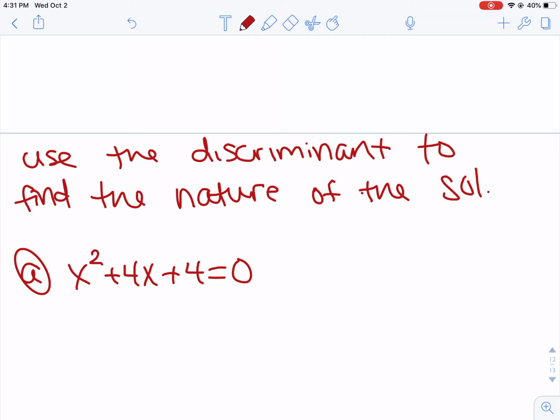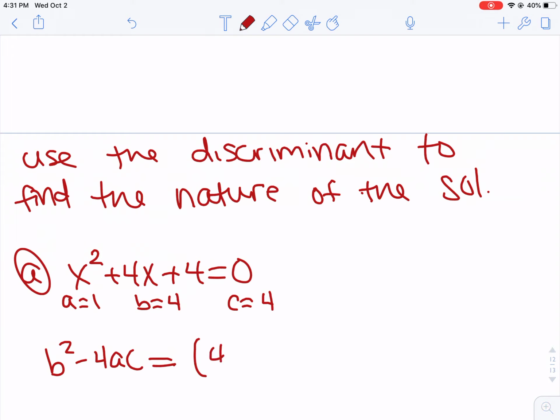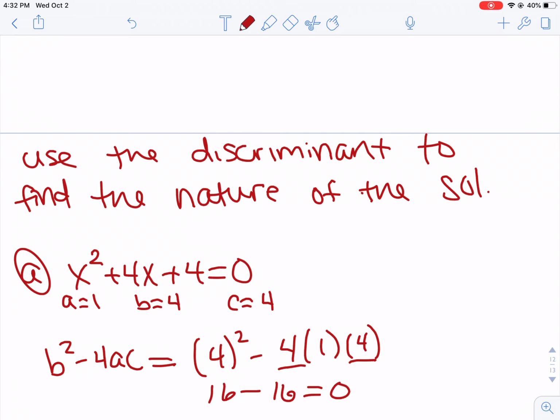Okay, so our discriminant is b squared minus 4ac. So a is 1, b is 4, c is 4. So this is going to become 4 squared minus 4 times 1 times 4. 4 squared is 16. 4 times 4 is 16, so 16 minus 16. All right, so we're getting 0.